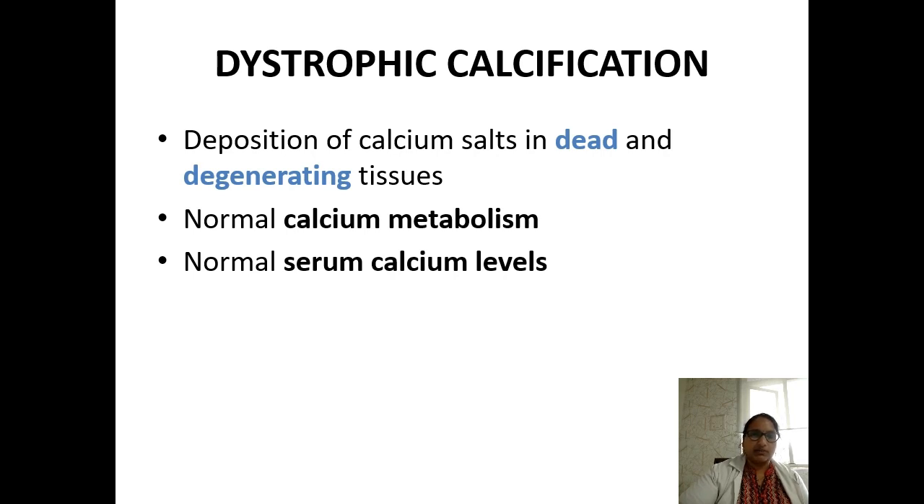And we divide dystrophic calcification and metastatic calcification based on the calcium metabolism and serum calcium levels. In dystrophic calcification, the deposition of calcium salts occurs in dead and degenerating tissues, and the problem is with the dead and degenerating tissue and not with the calcium levels. So the calcium metabolism and the serum calcium levels are normal in case of dystrophic calcification.